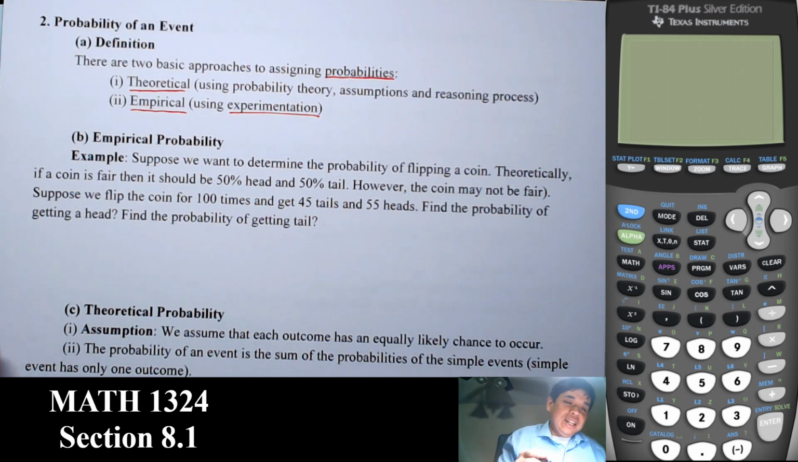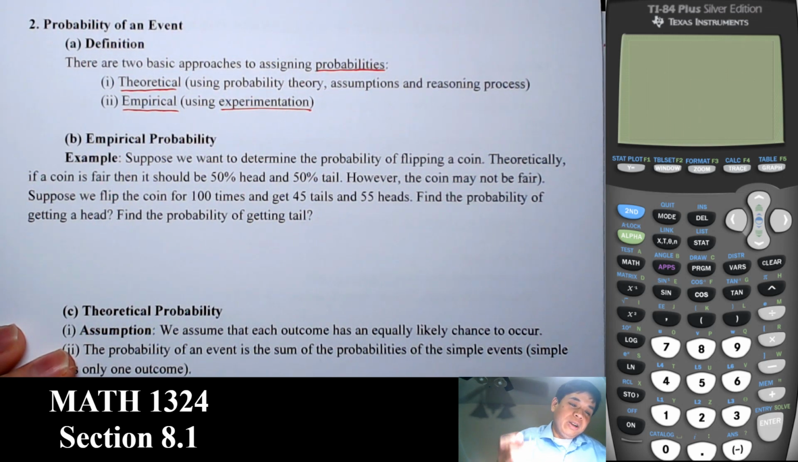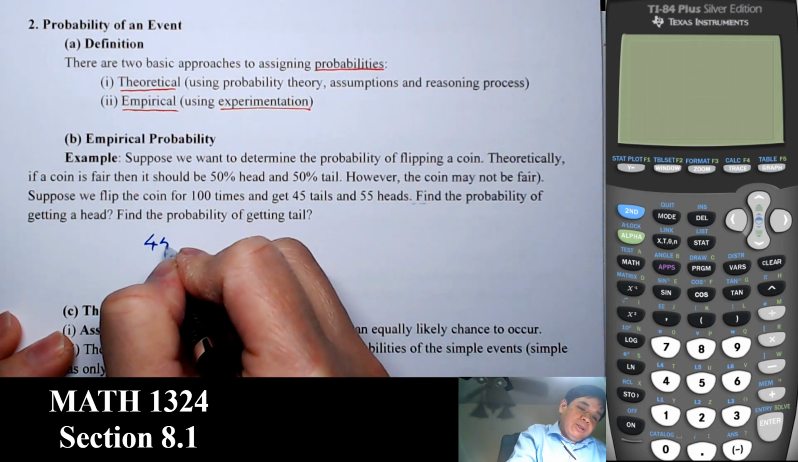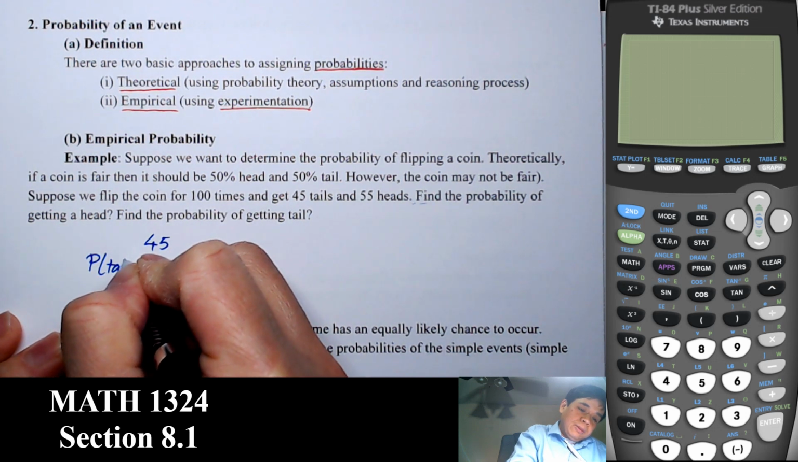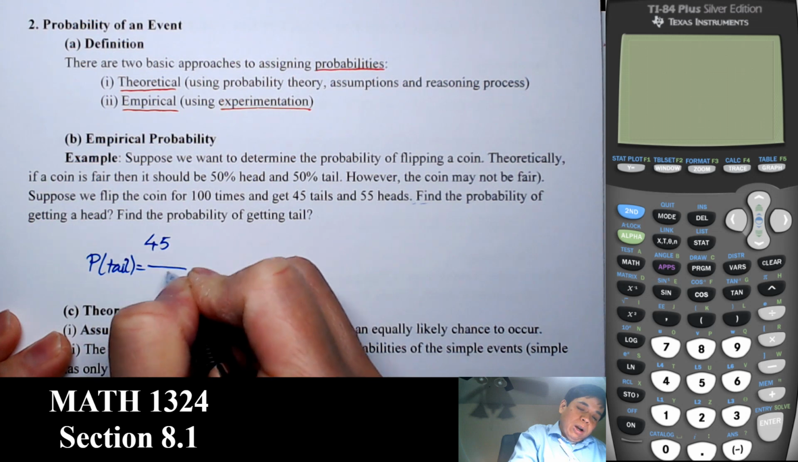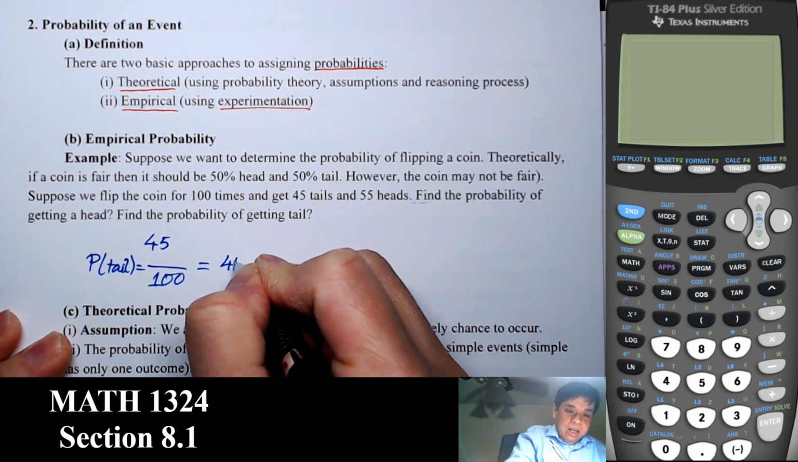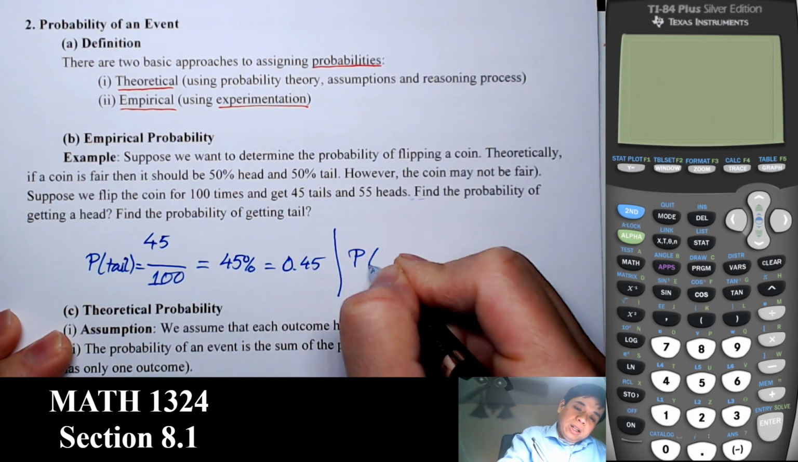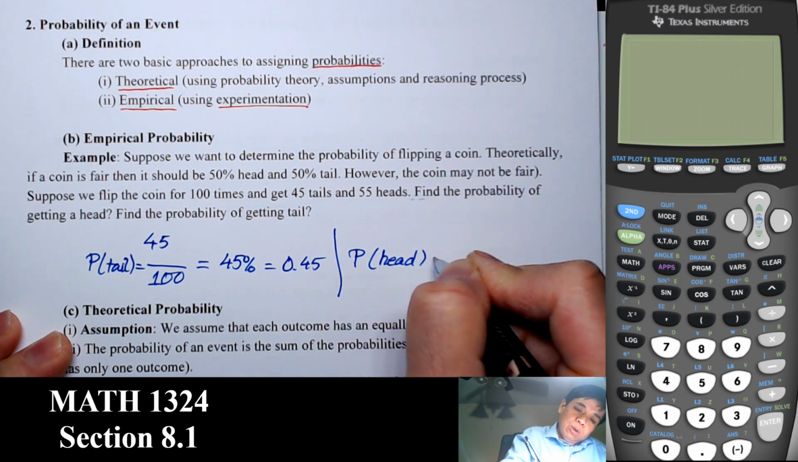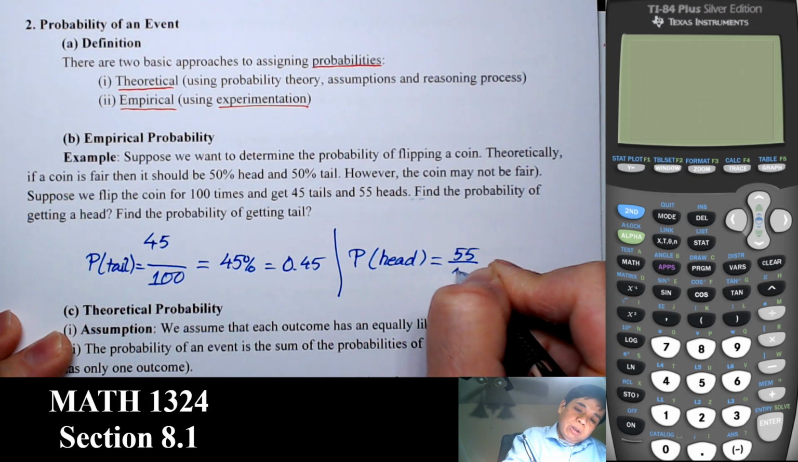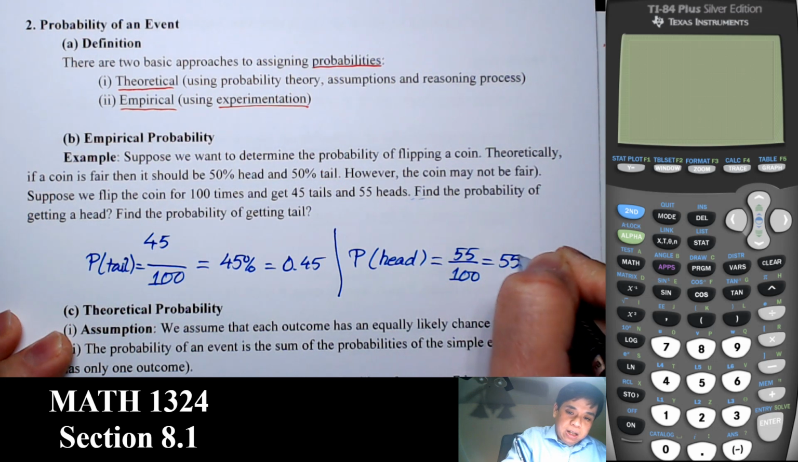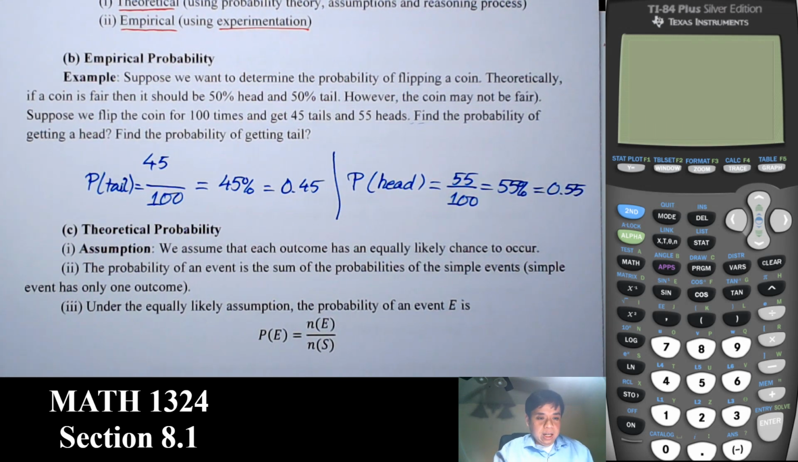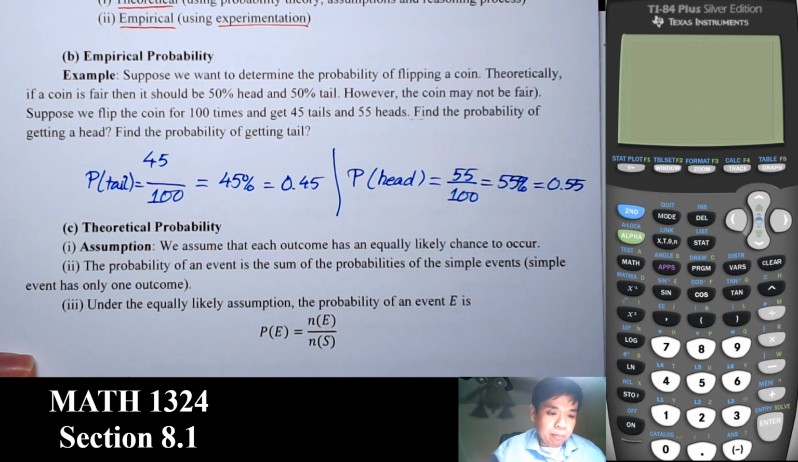But anyway, let's say we flip 100 times and get 45 head and 55 tail. Find the probability of getting a tail. So we have 45 out of 100. So that's 45% or 0.45. Probability of getting a head, we have 55 over 100. That's 55% or 0.55. So, like I said, that's based on the experiment. We don't usually do that.